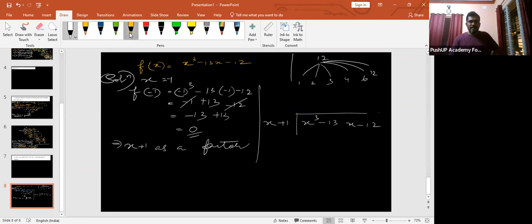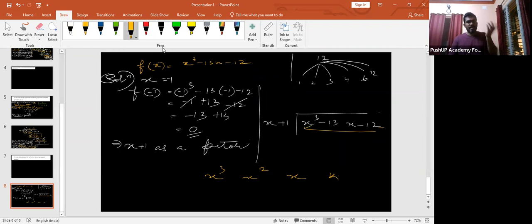So x cube minus 13x minus 12. Once you read this expression, you can find what is missing in it. The term containing x square, isn't it? Usually you go like this: x cube, then the term containing x square, then the term containing x, and then the constant value, right? This is how we write the cubic polynomial.